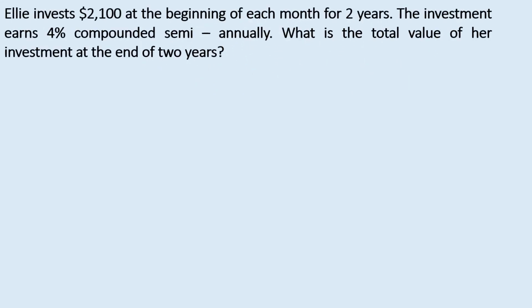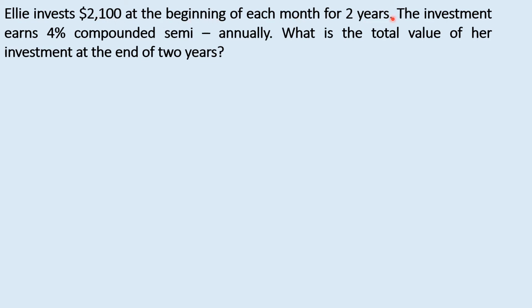This question states that Ellie is investing $2,100 at the beginning of each month for the next 2 years. The investment earns 4% compounded semi-annually. What is the total value of her investment at the end of 2 years? Now, the first thing we have to do is draw out a timeline with any time value of money question. But before we even get to that, we just need to understand the concept of the question. So here it's telling us that she's investing $2,100 at the beginning of each month.